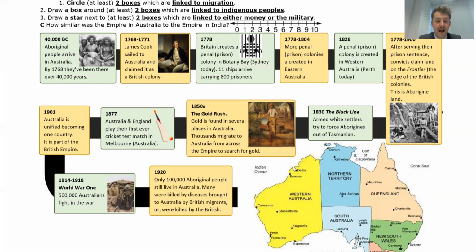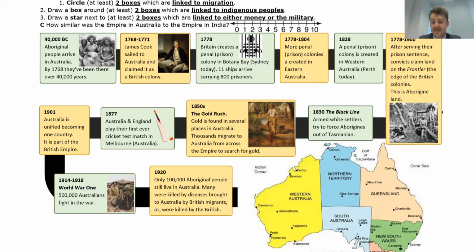Finally, I'm going to draw a star next to the following ones that relate to military. I'm going to put one next to 1914 to 1918, so World War I, where the Australian nationals, 500,000 of them, fought in the First World War, which was incredible. Their service was very much needed.